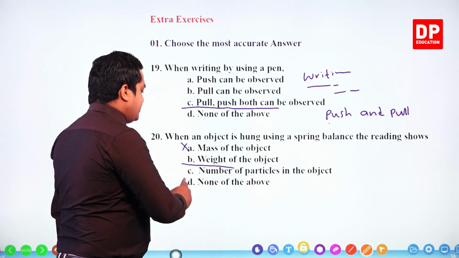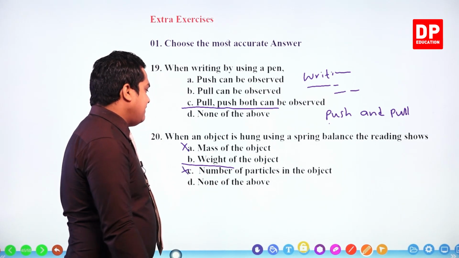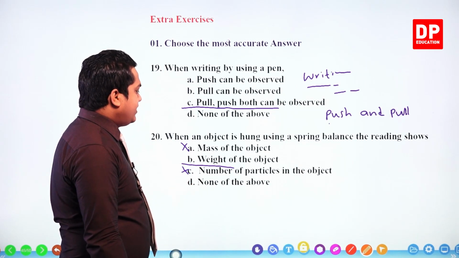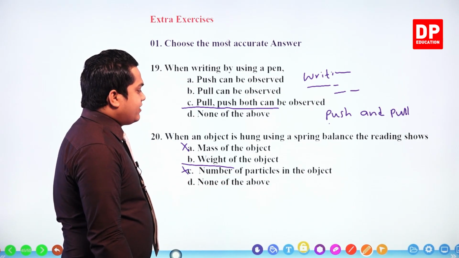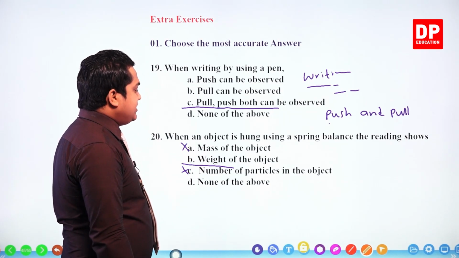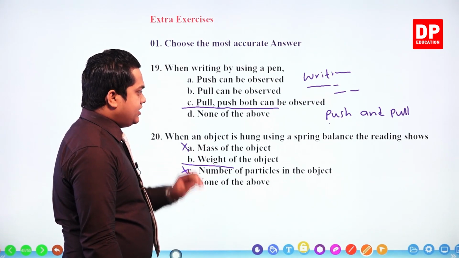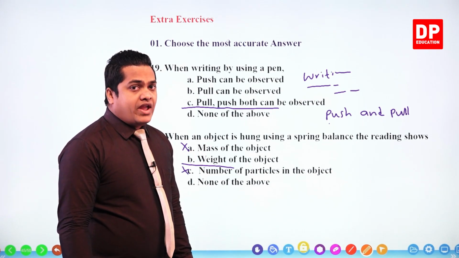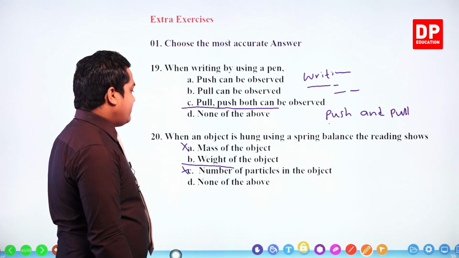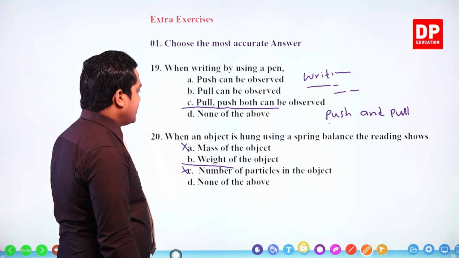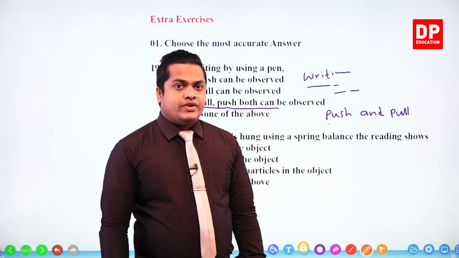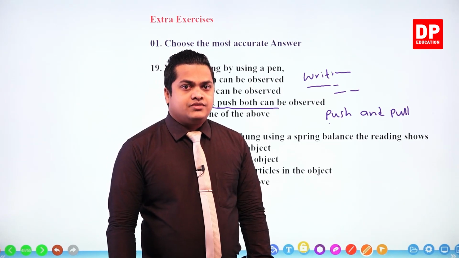Number of particles is also incorrect, because it reflects the mass, not the weight. Right? Number of particles is going to reflect the mass of an object, not the weight. So weight is the force which is being measured over here by using the spring balance. Weight is the force which is acting downwards. Right, so our answer is B. So these are the answers for the questions, my dear children, for the first 20 MCQ questions.